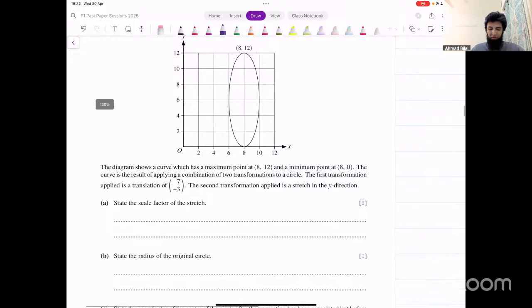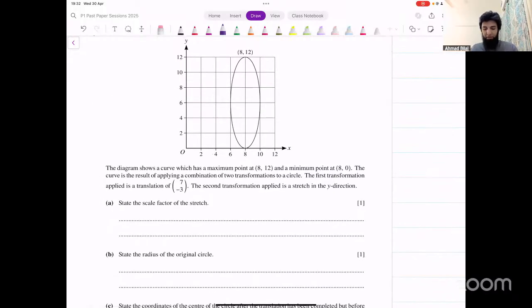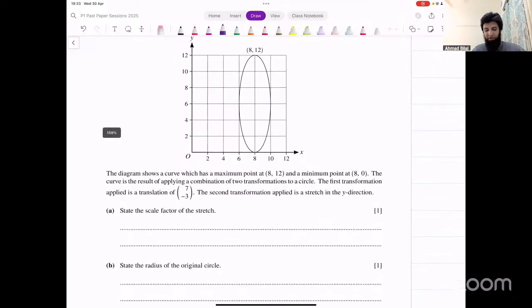The diagram shows a curve which has a maximum point at (8, 12) and a minimum point at (8, 0). The curve is the result of applying a combination of two transformations to a circle. The first transformation applied is a translation of (7, -3). The second transformation applied is a stretch in the y direction. State the scale factor of the stretch.